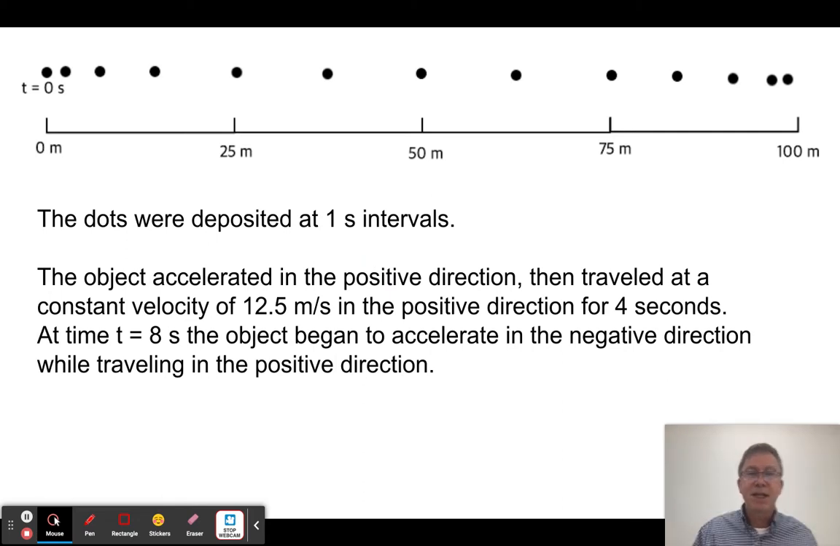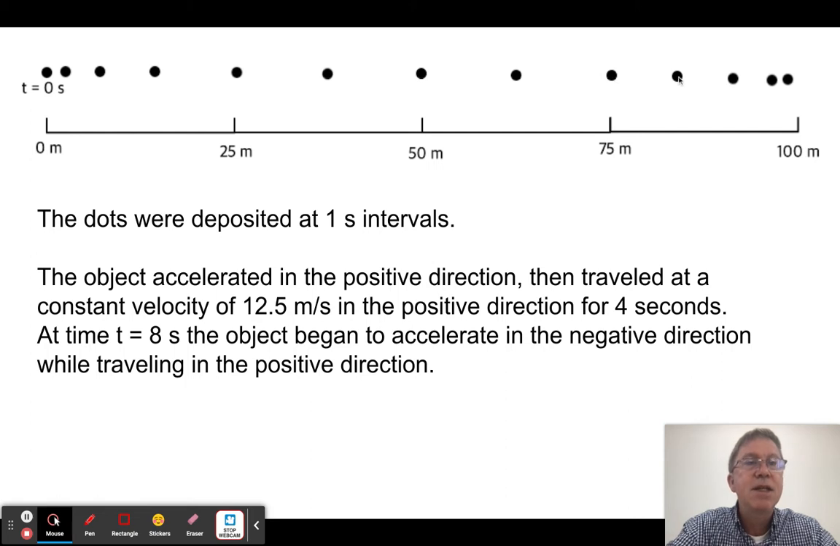Often they'll present you with things like this, where the motion changed at some point during the time intervals in which the dots are being deposited. So if I'm told this is t0, and I'm given the distance here, then what I see is the object had a positive acceleration. It was speeding up in the positive direction. And now look, at this point here, the distances between them are always the same. So between 25 meters and 75 meters, there was no change in how far the object went each time interval. So therefore, it was traveling at constant velocity.